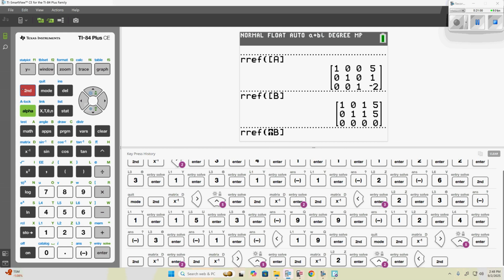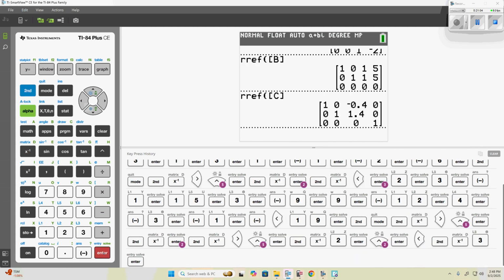I'm going to replace B with matrix C. Now, if we look at this here, the bottom row is 0, 0, 0, 1. That's telling us 0 is equal to 1. This is no solution. No, you're good. So this here, if the bottom row is all zeros, but the last column is 1, so we have 3 zeros and a 1, it is no solution. Make sense?